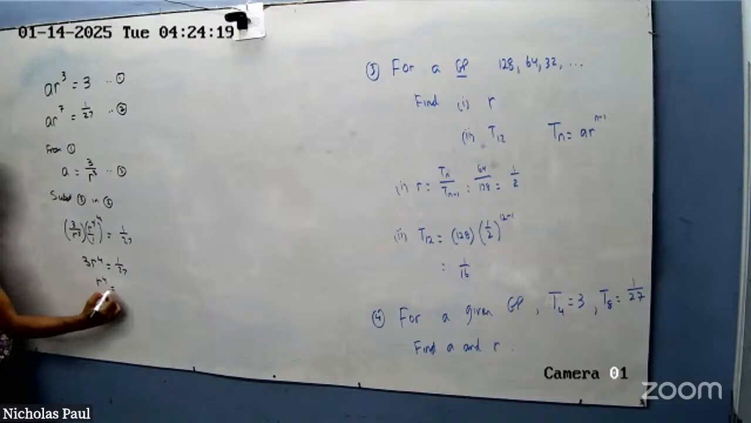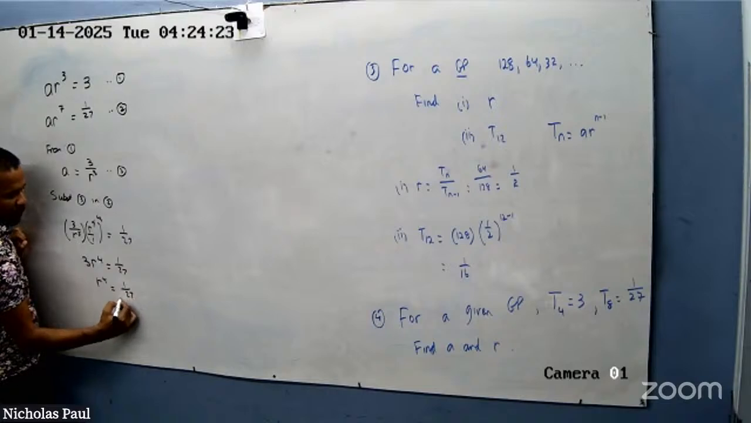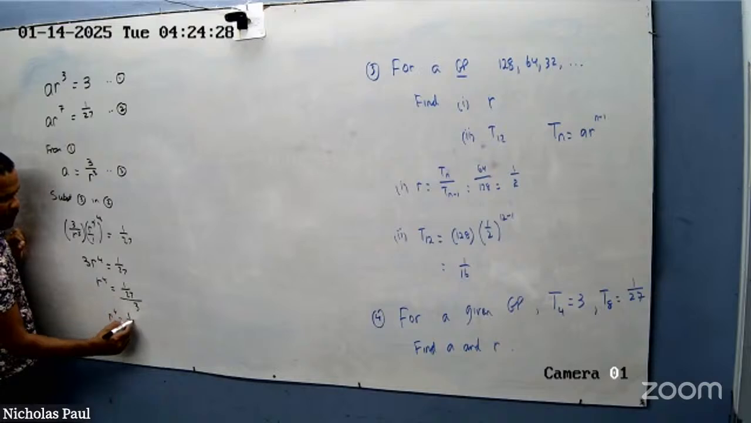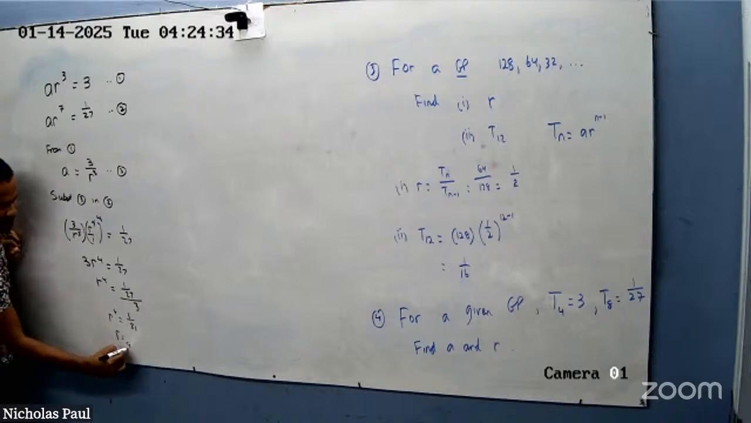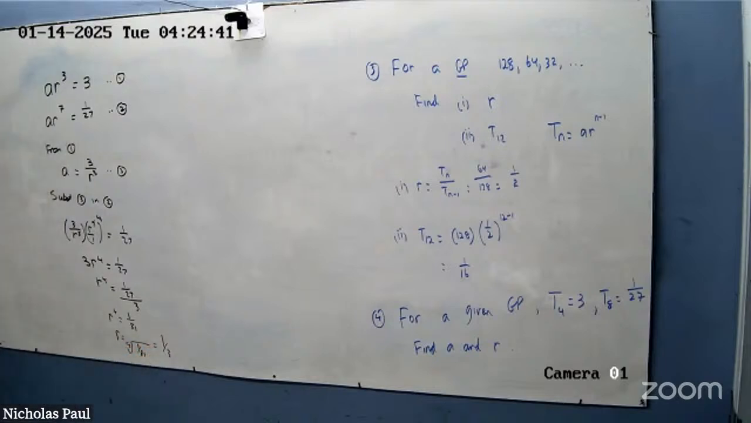R to the 4th is equal to, carry the 3 on the side, 1 on 27 divided by 3, you are going to get 1 on 81. Right? This is R to the power of 4. So that's the 4th root of 1 on 81, and you'll get 1 over 3. Right? That's one way to do it using the substitution method. Make A the subject, substitute in here. That's okay? That's one method.